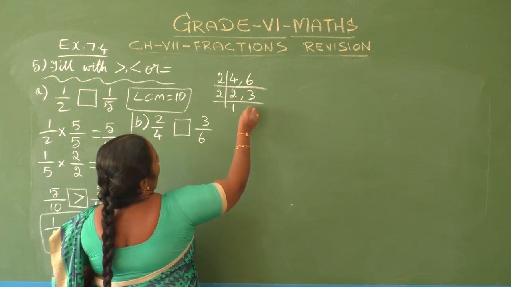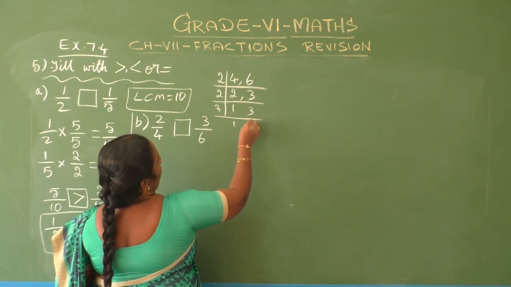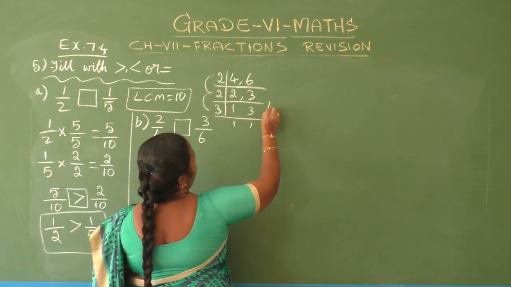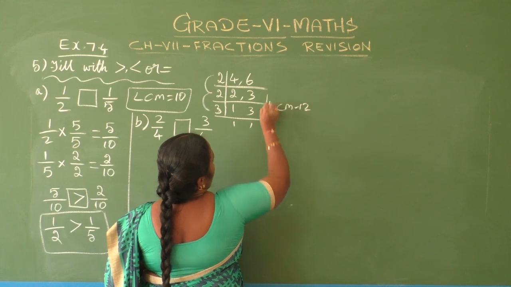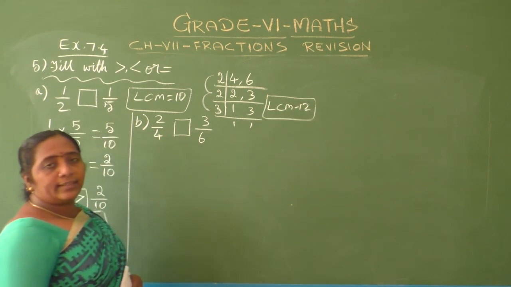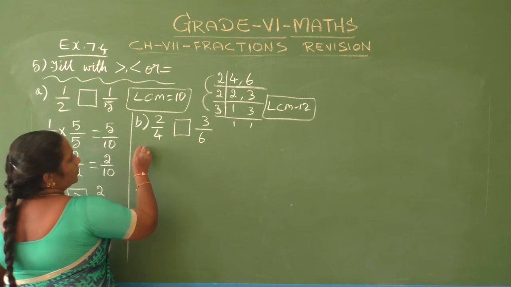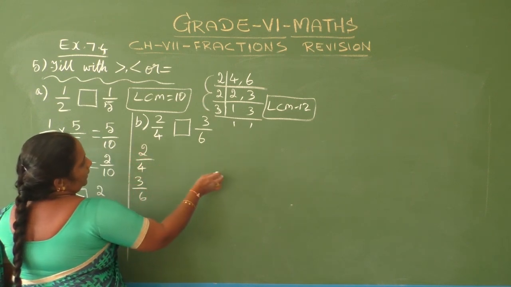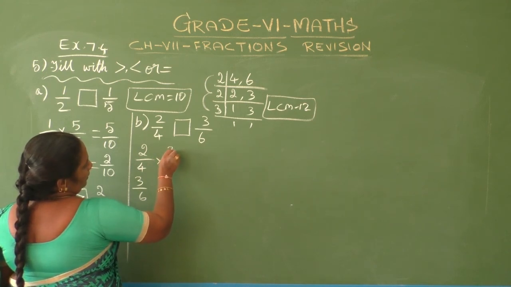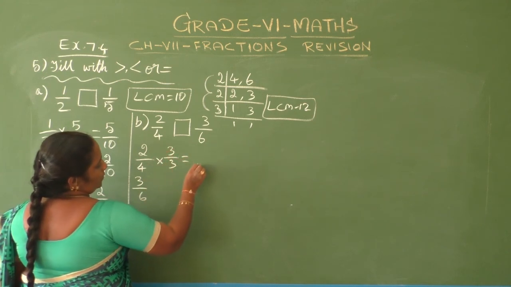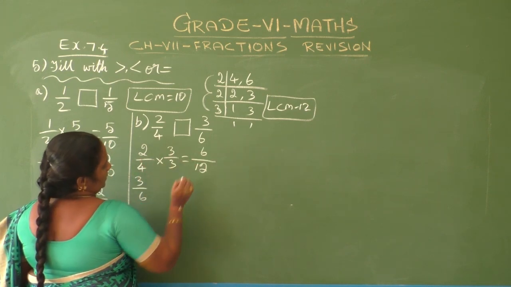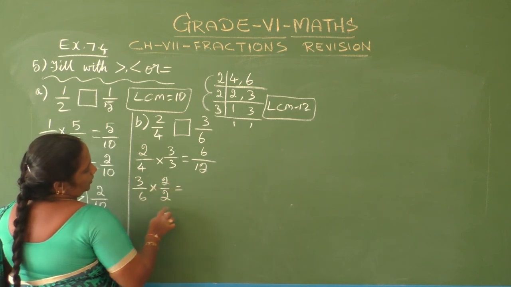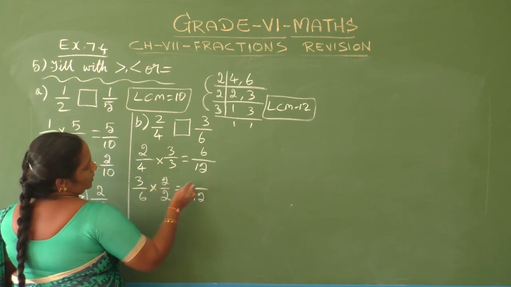So 2 2s are 4, 4 3s are 12. So the LCM is 12. Now I have found the LCM, I am going to make equivalent fractions for 2 by 4 and 3 by 6. For denominator 12, multiply by 3 by 3: 3 4s are 12, 2 3s are 6. And here, multiply by 2 by 2: 6 2s are 12, 2 3s are 6.